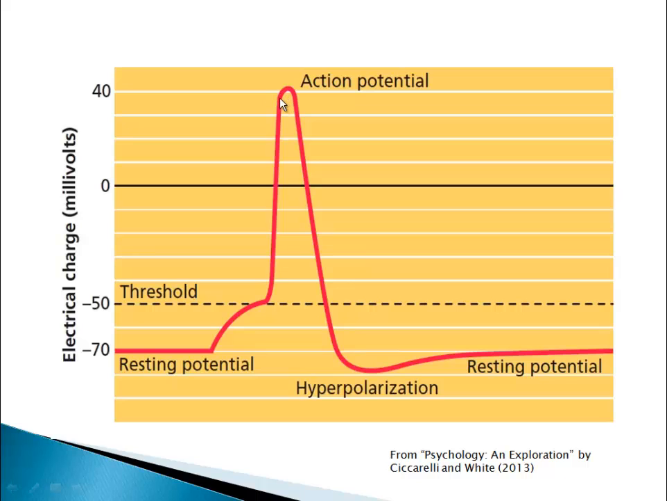The cell realizes that, shuts the sodium gates, and gets the sodium-potassium pump to start pumping out the sodium and letting in the potassium, pumping out the sodium and letting in the potassium. And in fact, it often gets so vigorous about throwing out the sodium, it actually goes lower than the resting potential. You ever been at a party where they were so busy throwing out the people who weren't invited that they wound up throwing out some people that were invited? It's kind of the same principle. And so eventually we wind up back at the resting potential.